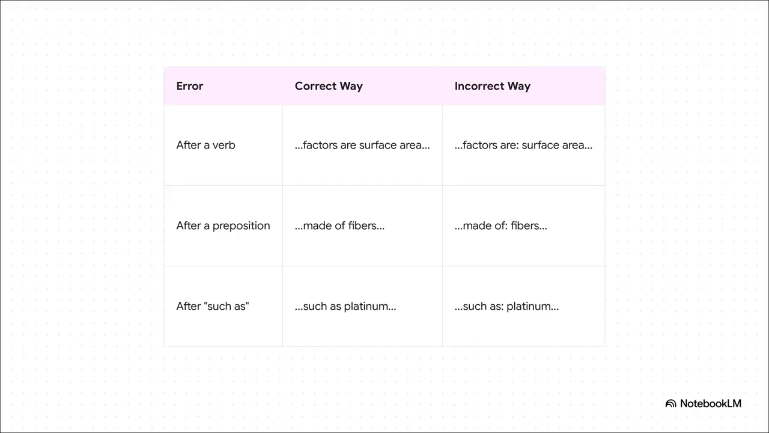This table right here is an awesome cheat sheet for that. The basic rule is this: if your sentence flows naturally into a list without needing a hard stop, you probably don't need a colon. So you'd never stick one right after a verb or a preposition or after a phrase like such as. The key is that the sentence has to feel complete before you get to the colon.